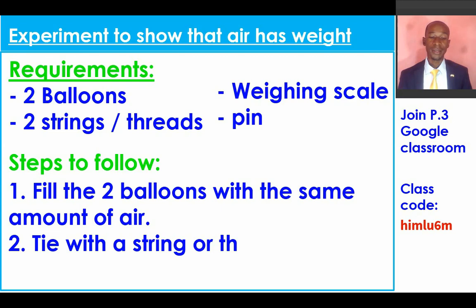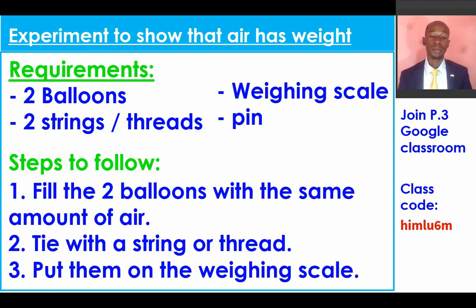Number 2, tie with a string or thread so that the air does not escape, then tie on the weighing scale. Then number 3, put them on the weighing scale and observe.